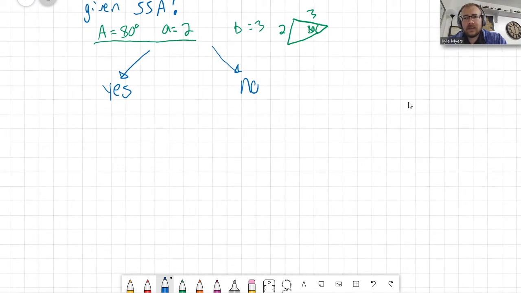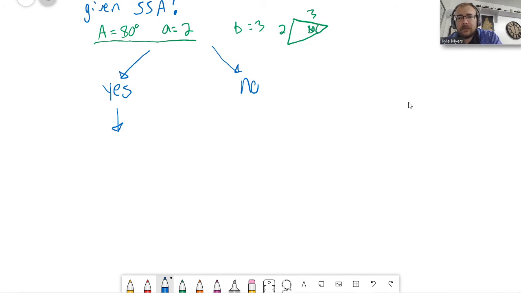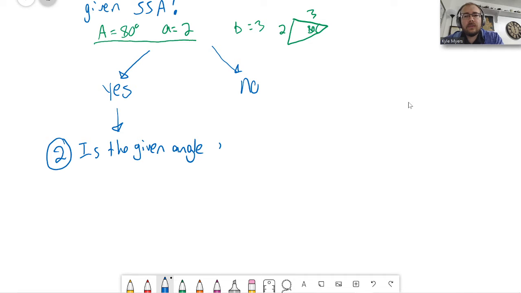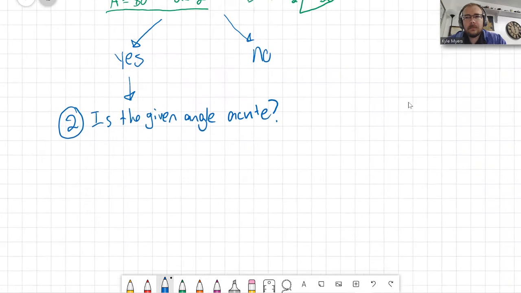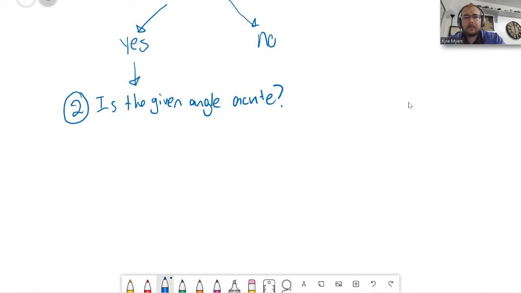Moving on to the second question. If the answer is yes, we go to question 2. Question 2: we want to know, is the given angle acute? Is it acute? And of course, the answer is either yes or no.